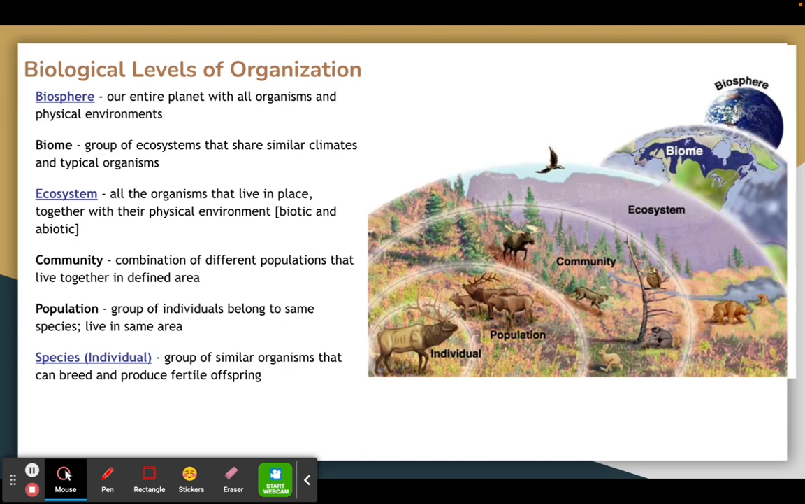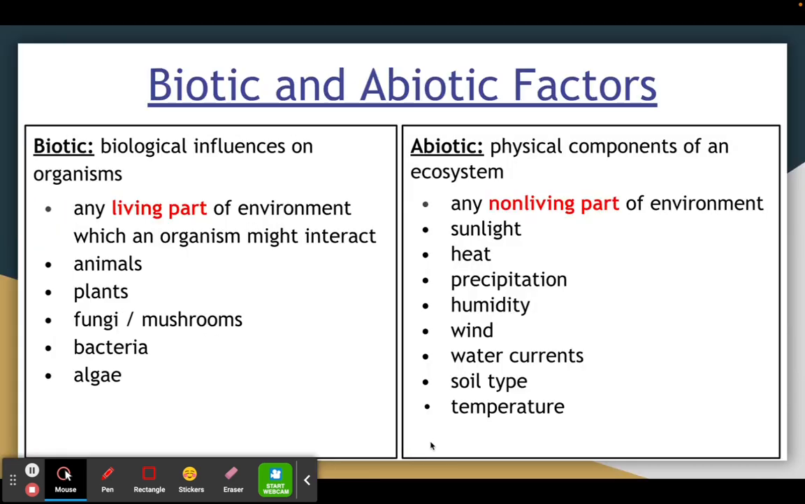Now, I mentioned how ecology is the interaction of living and non-living things. We're going to give these a specific term. We're going to call these biotic and abiotic factors. A biotic factor is a biological influence on organisms. So basically, any living part of an environment which an organism might interact with. This could be animals, plants, fungi, mushrooms, bacteria, and algae. So the biotic factors are all the living things that are going to be in an area, where you also have the abiotic factors.